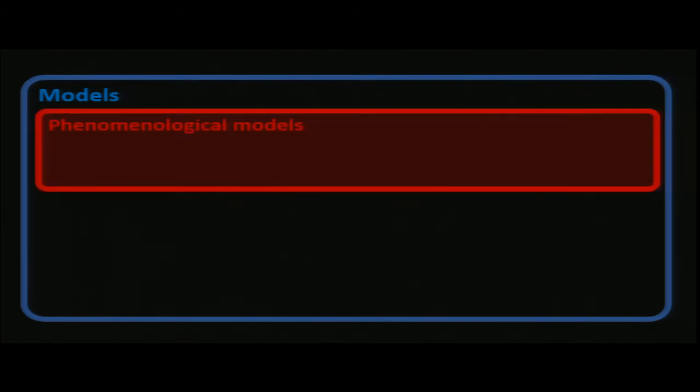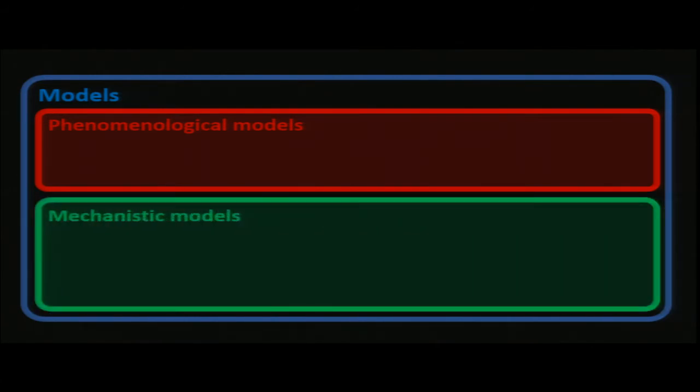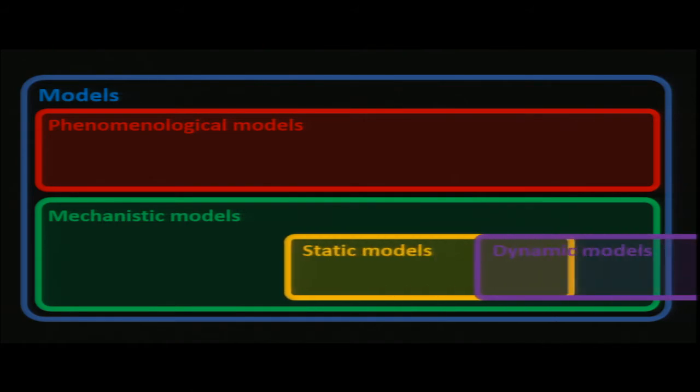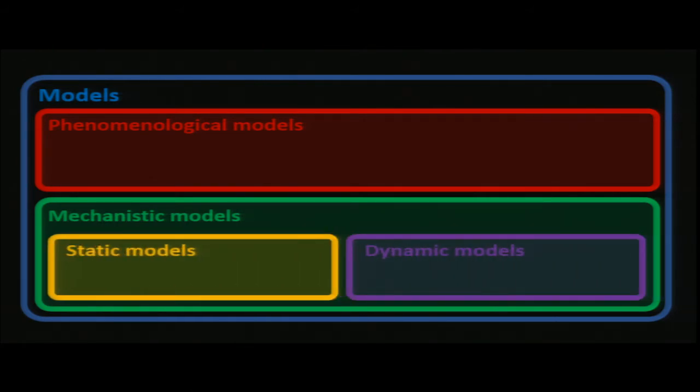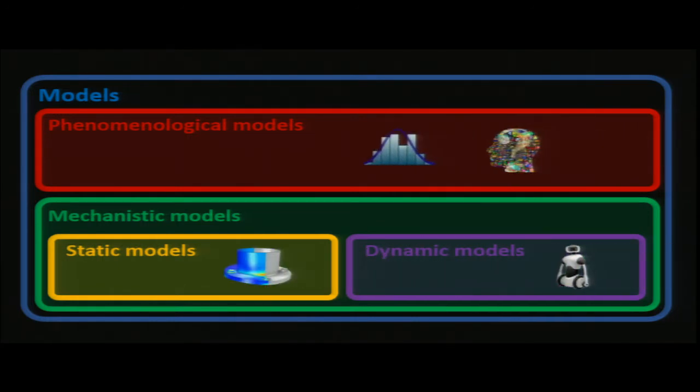Say the set of all models. Models are probably the biggest set of tools that you use as an engineer. But there are different types of models. There are phenomenological models, and there are also mechanistic models. But within the mechanistic models, we have static mechanistic models, and we have dynamic mechanistic models. So once you have this categorization of all models, then you can start making sense of, for example, probabilistic models are a type of phenomenological models, but so are neural networks. So you start to understand those relationships.